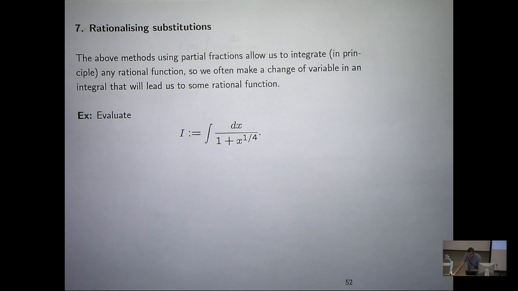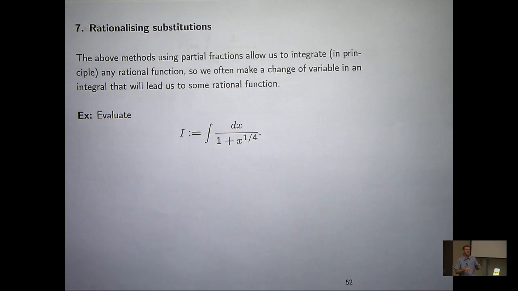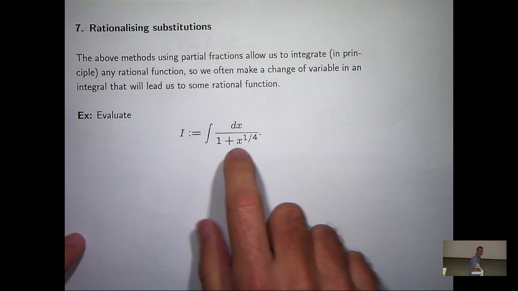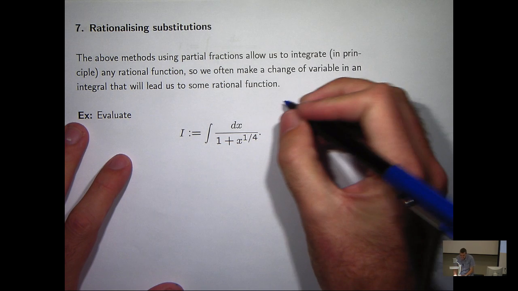Now, the thing that gets in the way here is this power of 1/4. If that power was an integer, 1, 2, 3, then it is a rational function, and we could apply our techniques. So can anyone suggest a suitable substitution to make this the integral of a rational function? Oh, yes. The suggestion is x equals u to the power of 4. Well, that's what we're going to do.